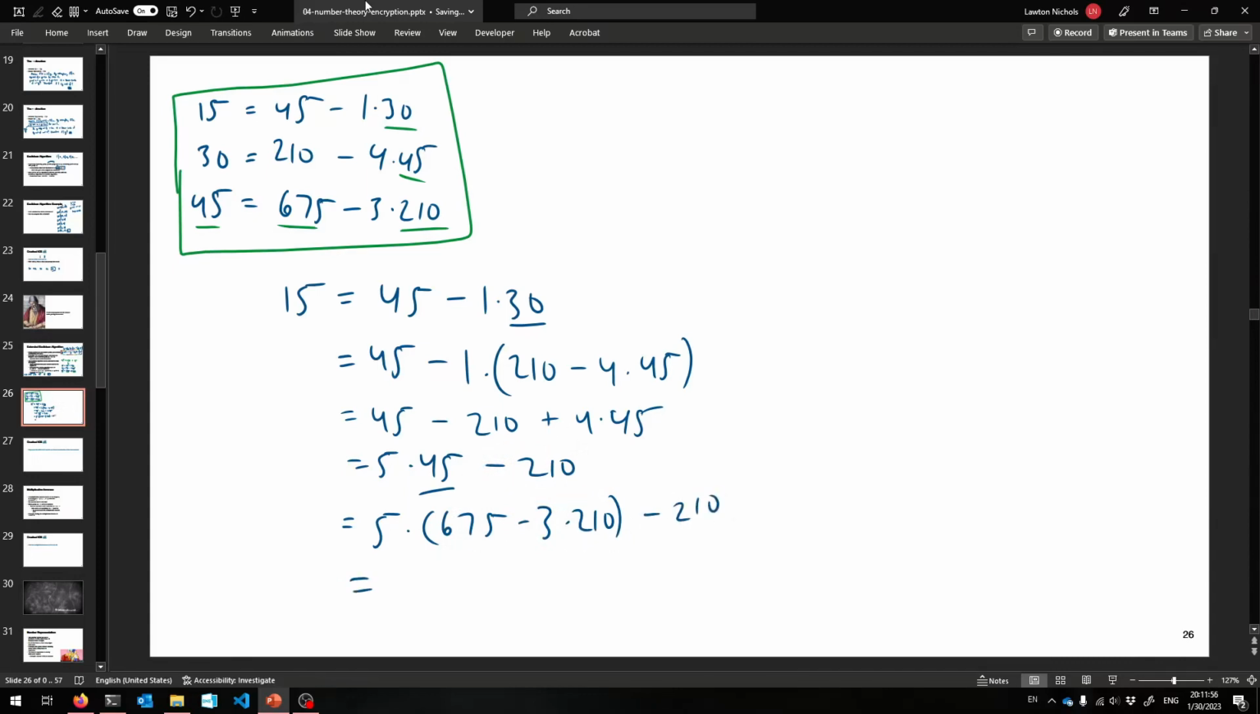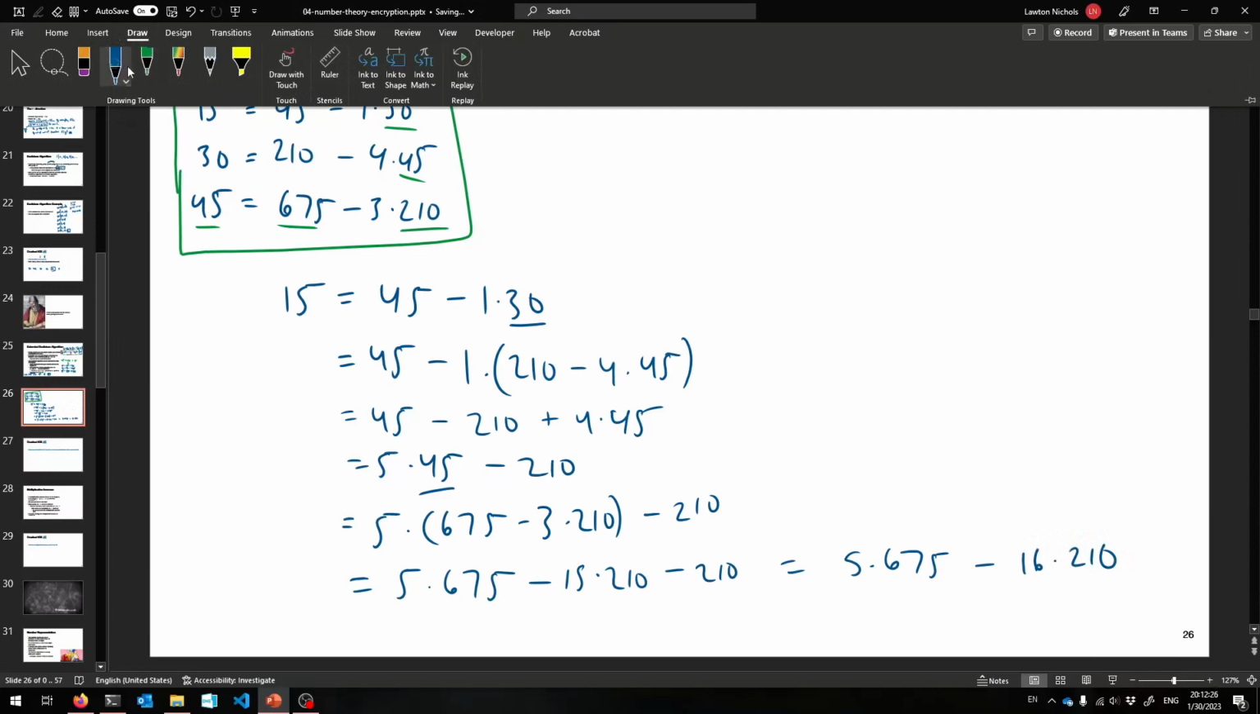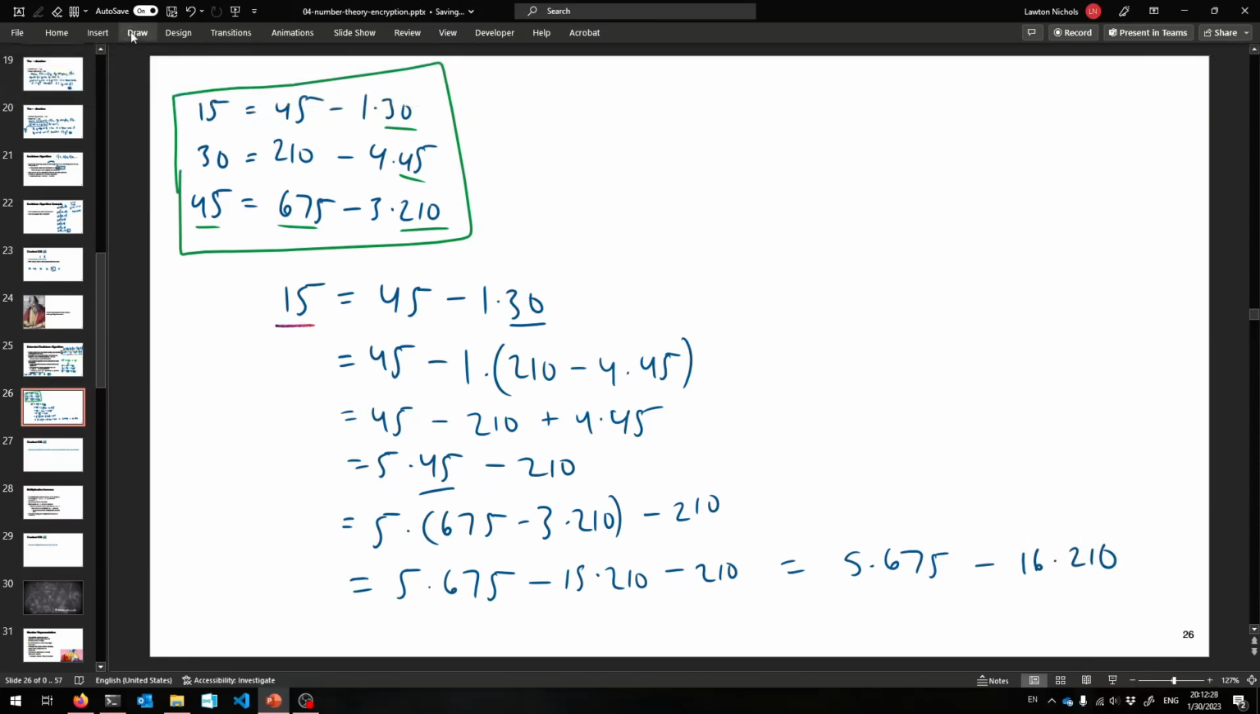And this is like the last step. I have 5 675s, and then minus 15 times 210, and then minus another 210, which is equal to 5 times 675 minus 16, right? Minus 1, minus 15 and minus 1, so minus 16, 210s. And that, my friends, is the answer. So 15, this thing that I was getting at, this thing that I needed, 15, is equal to 5 times 675, my original number, minus 16 times 210.